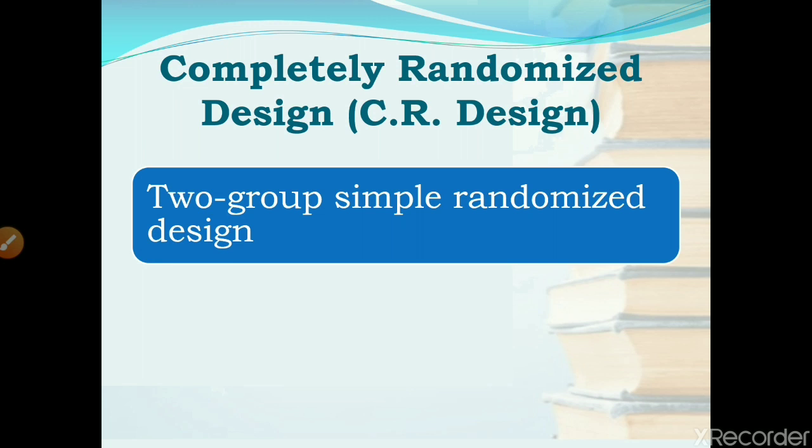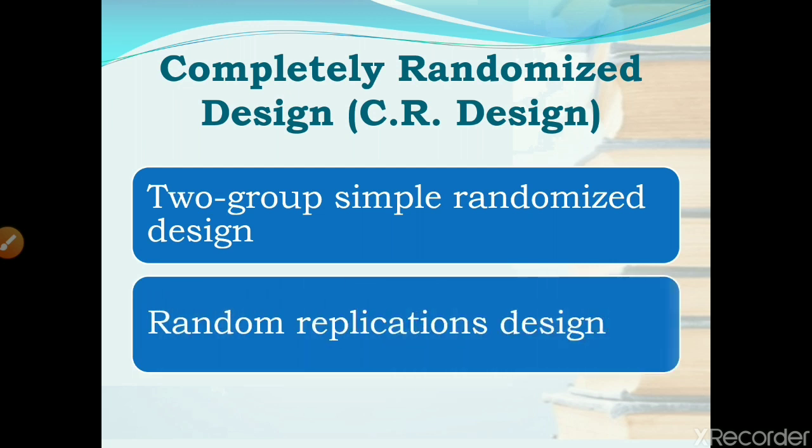what we do now, for example, we want to do the experiment, but we want to apply the principle of replication as well as the principle of randomization on that, so that the extraneous factors are removed. The experimental error is reduced. So here we are having two group simple randomized design and random replication design. First, we will consider the two group simple randomized design.